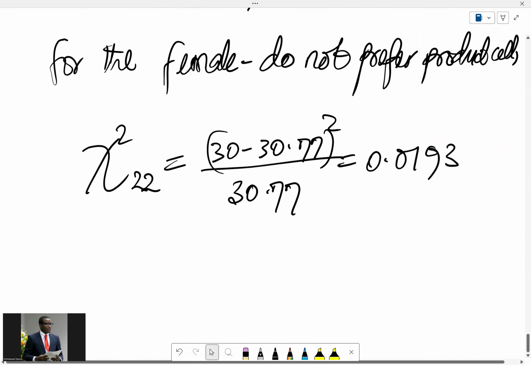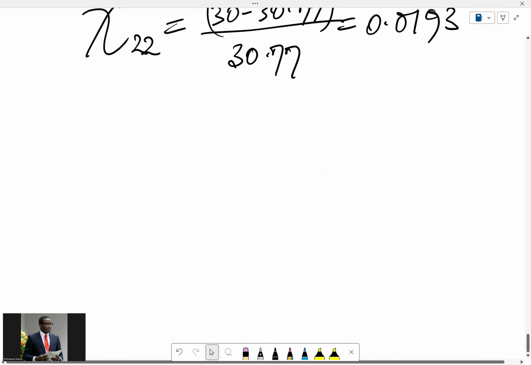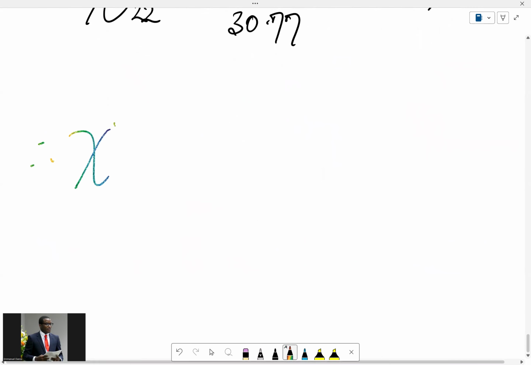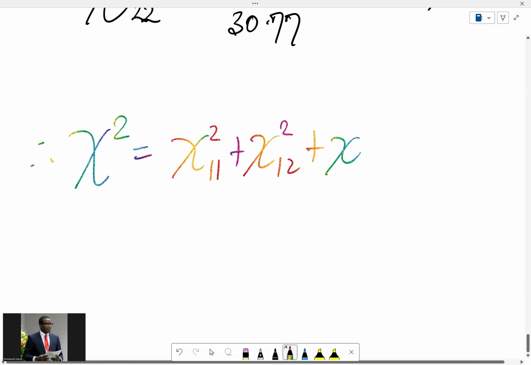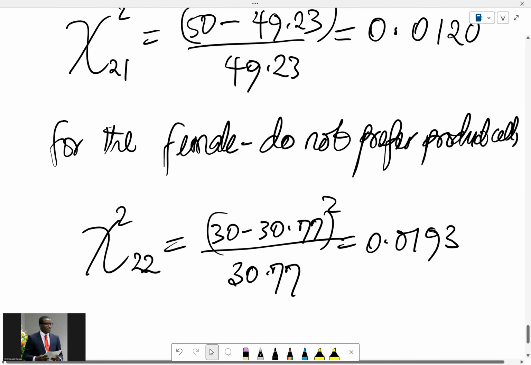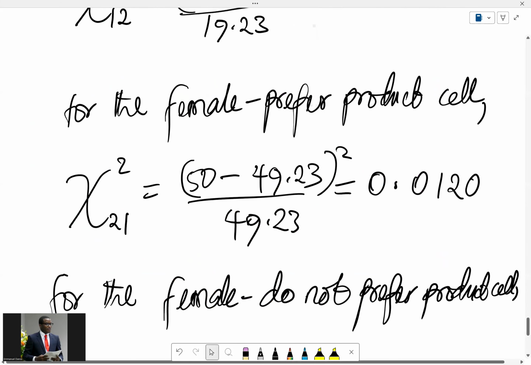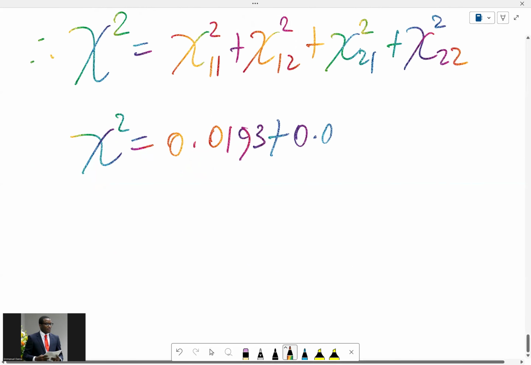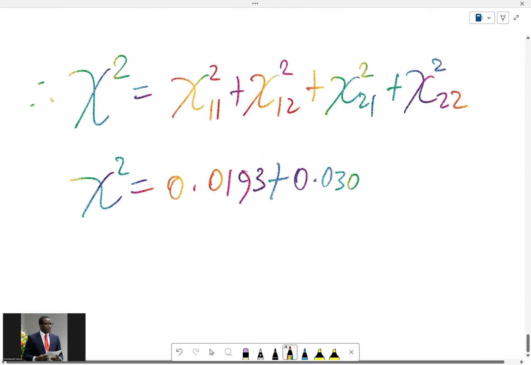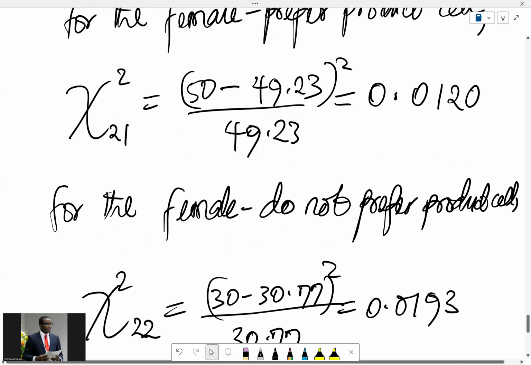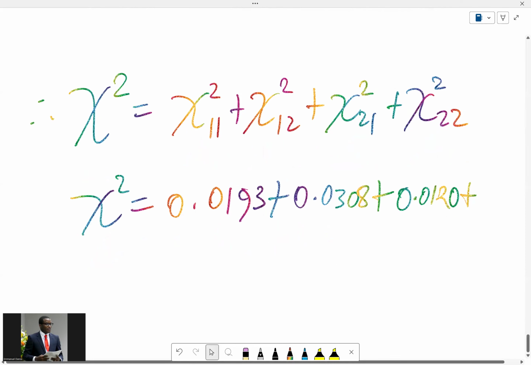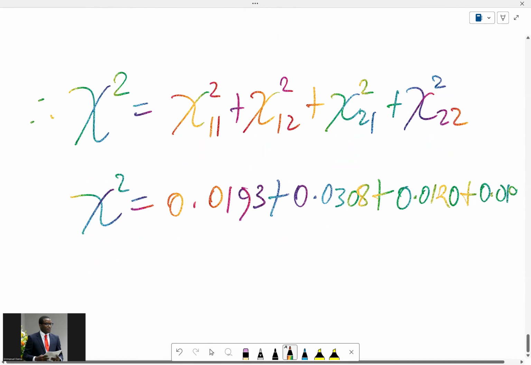So now we can have the overall chi-squared. Chi-squared is equal to chi-squared 1 1 plus chi-squared 1 2 plus chi-squared 2 1 plus chi-squared 2 2. So chi-squared 1 1 is 0.0193, plus the next one is 0.0308, plus the next one is 0.0120, and lastly, we have 0.0193 again. So carefully, we sum that up and see what we get.